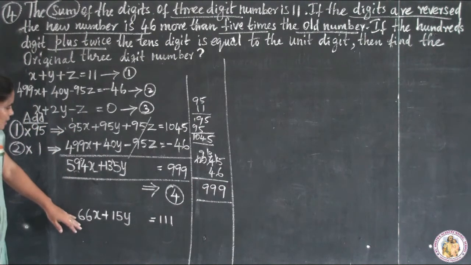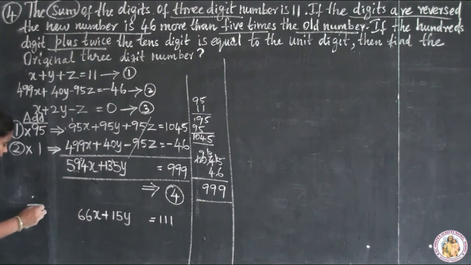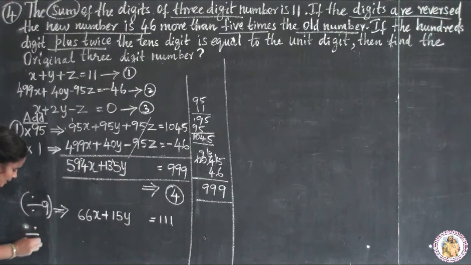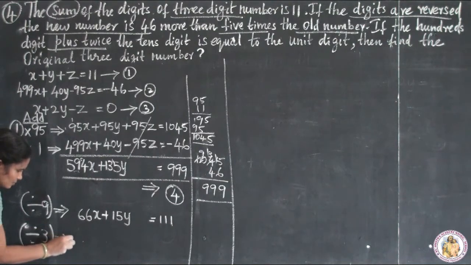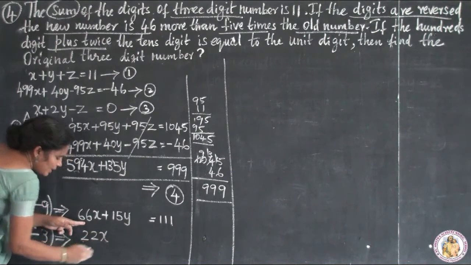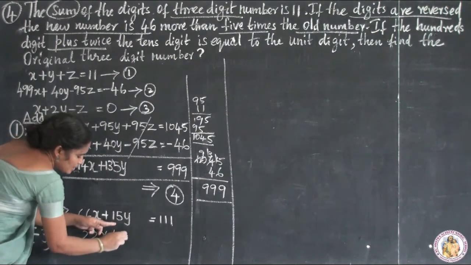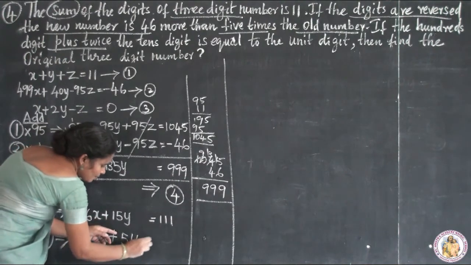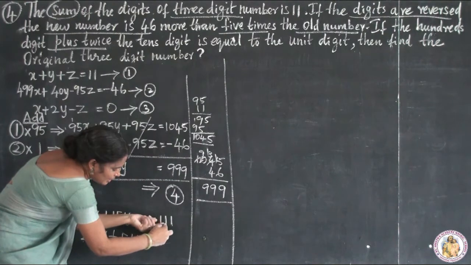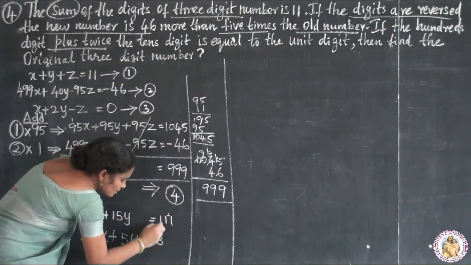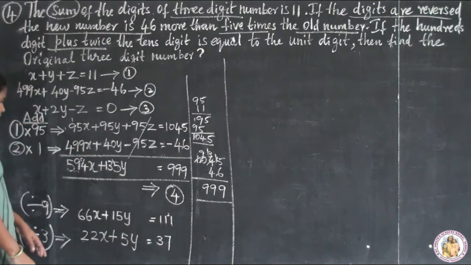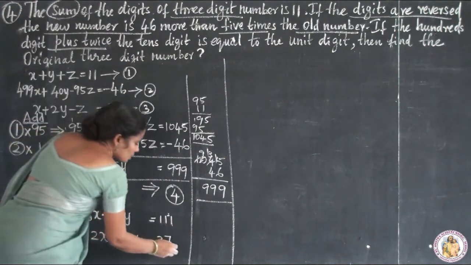We can again reduce. Here you can write the condition divided by 9 gives, and again we can divide by 3. So 3 2s are 6, 22x plus 5 3s are 15, y. 3 3s are 9, remaining 2, and 7 3s are 21. Taking this as fourth equation.